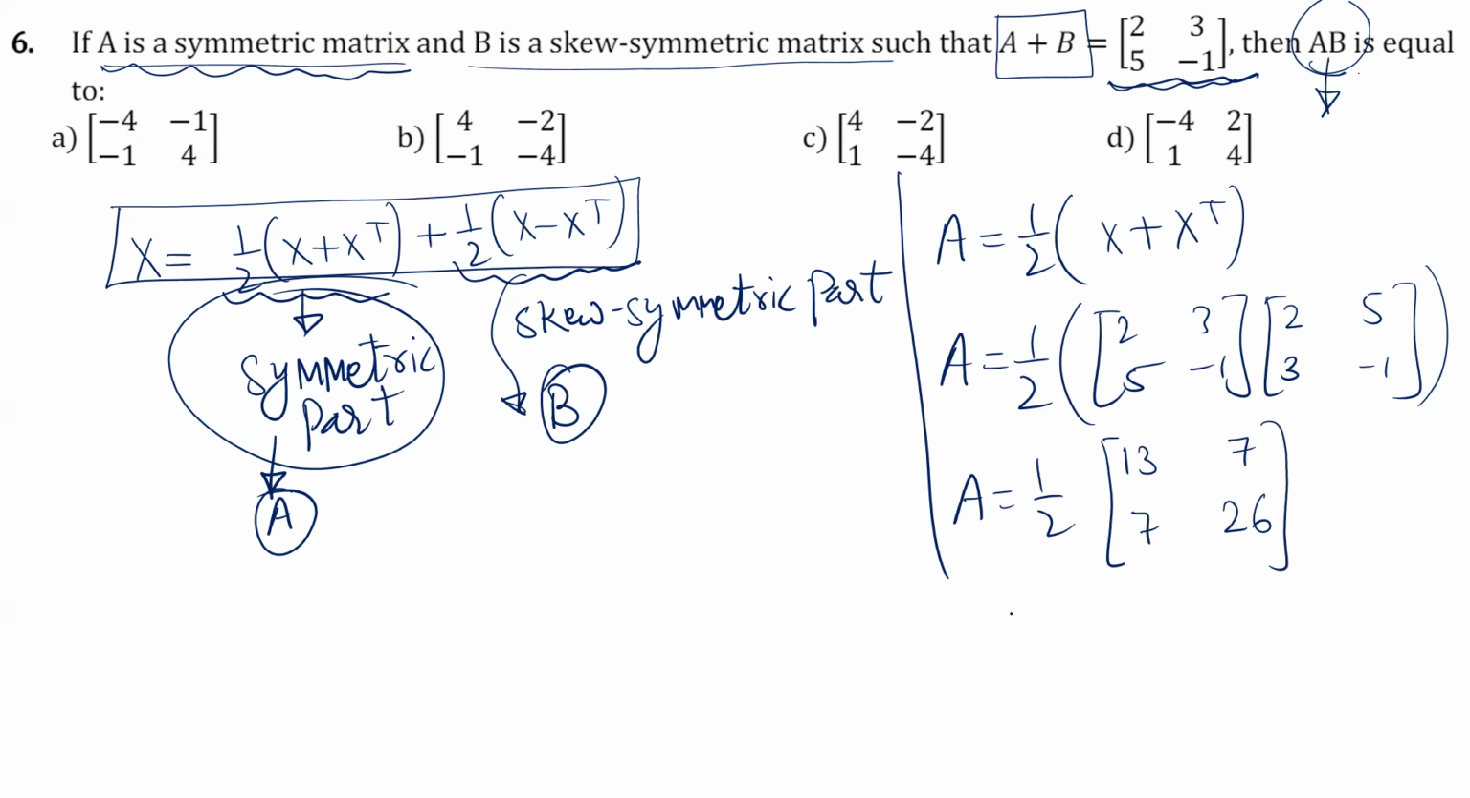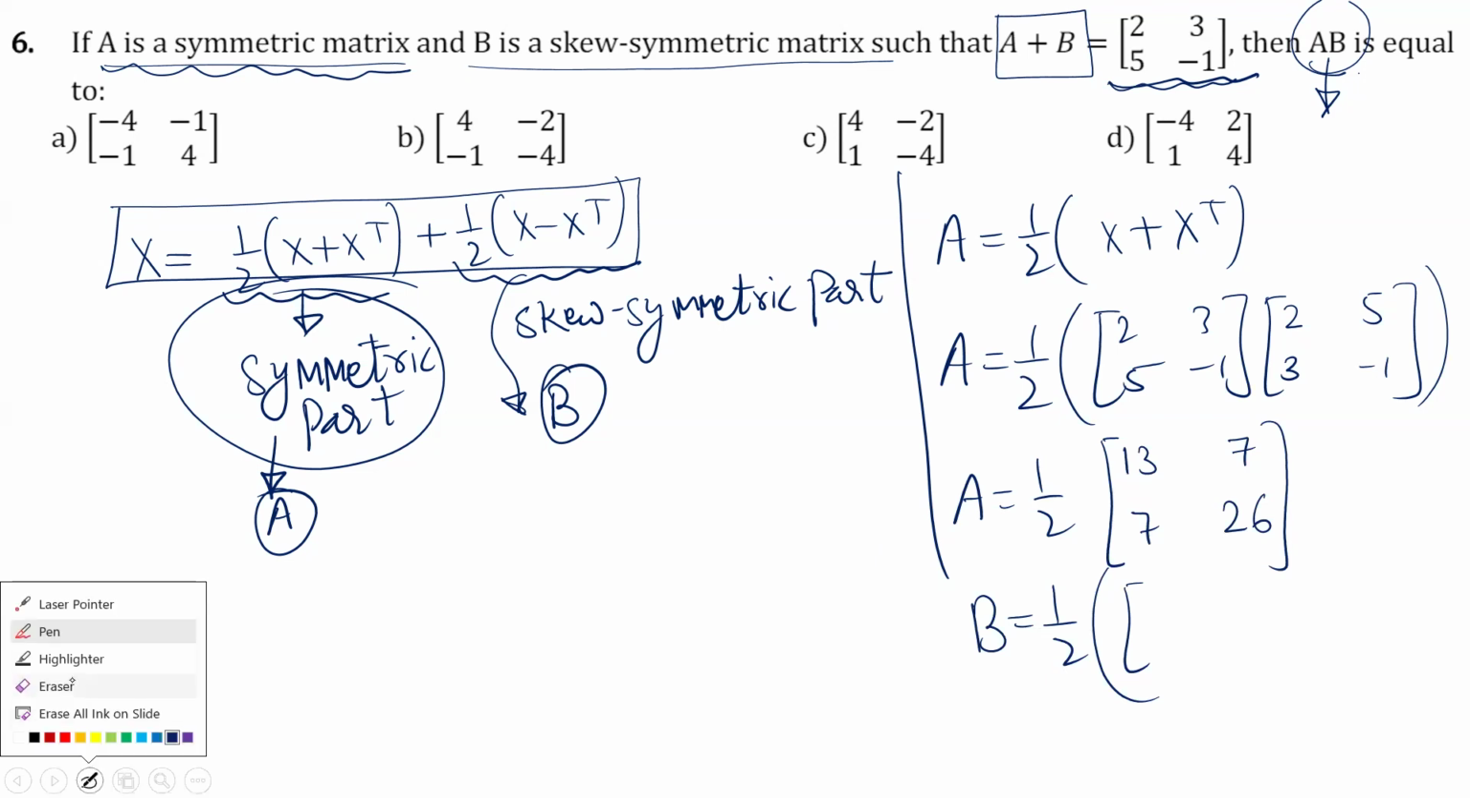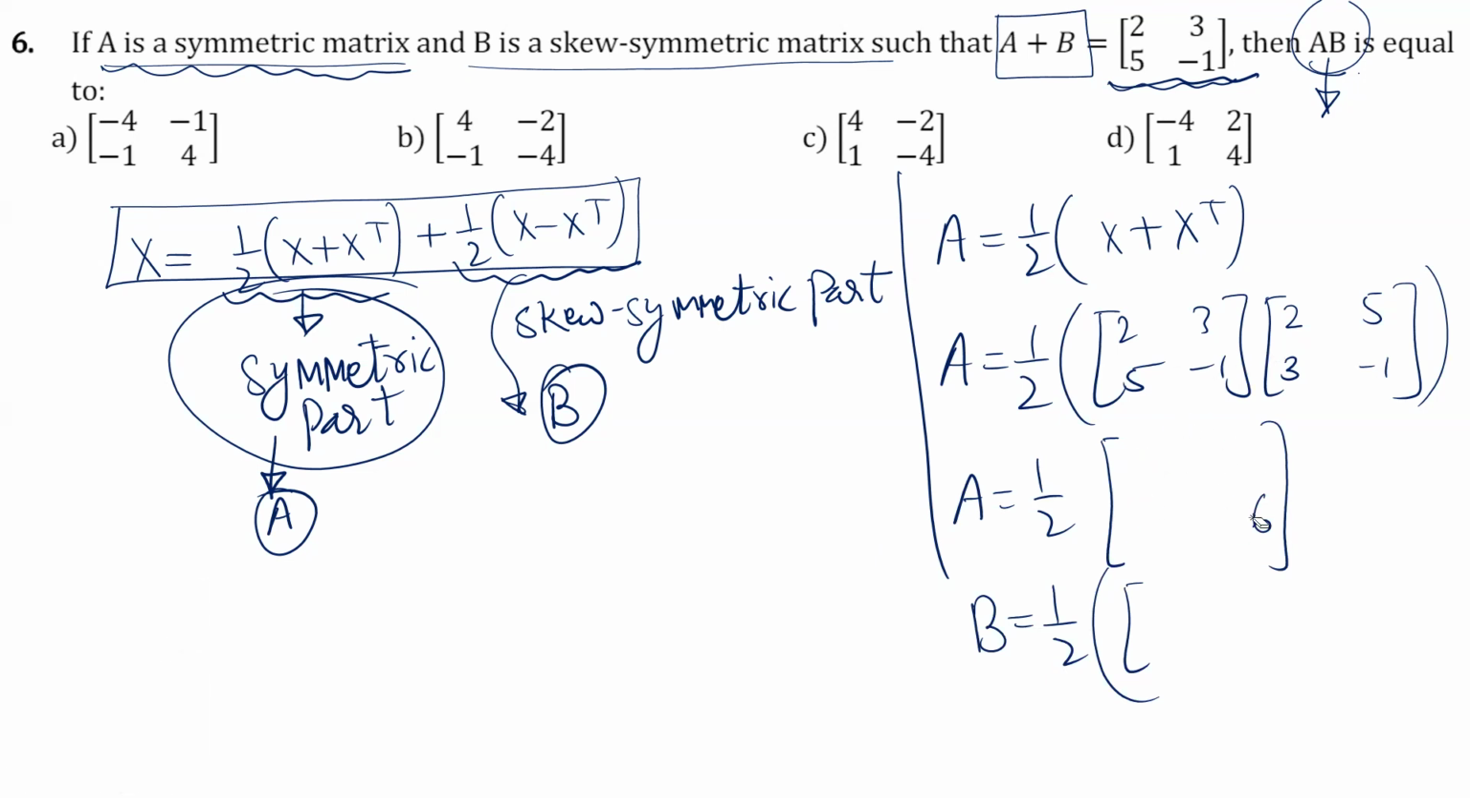So here you can find again B matrix, which will be 1 by 2 X minus X transpose. Oh, this will be X plus X transpose, sorry. These will not be the elements actually.